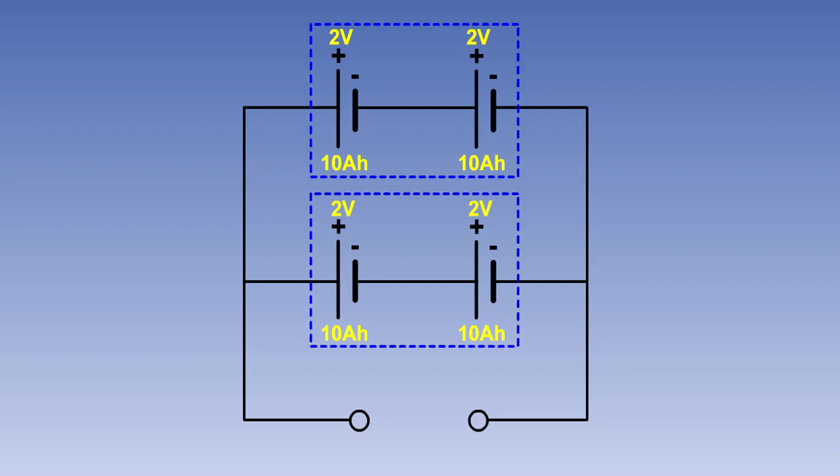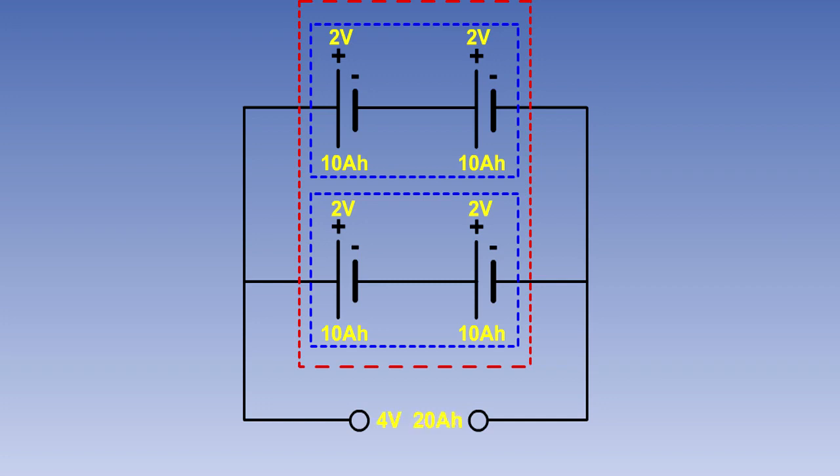you can see that we have 2 pairs of cells in series, with the pairs being joined together in parallel. We add the series voltages together to get the output voltage, in this case 4 volts. And we add together the parallel capacities to ascertain the total capacity, in this case 20 ampere hours.